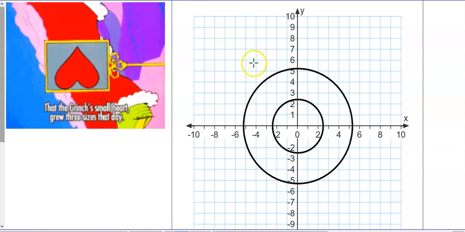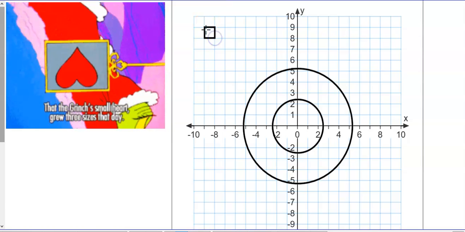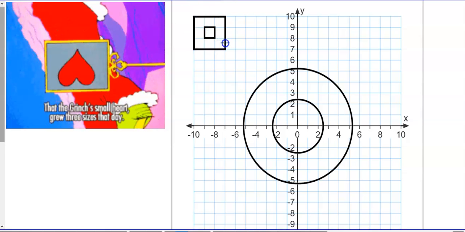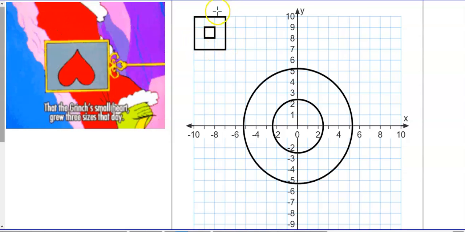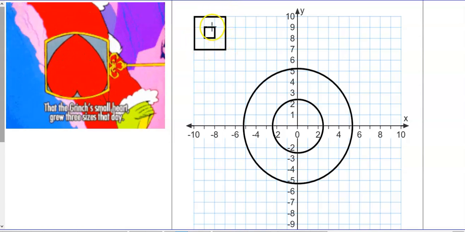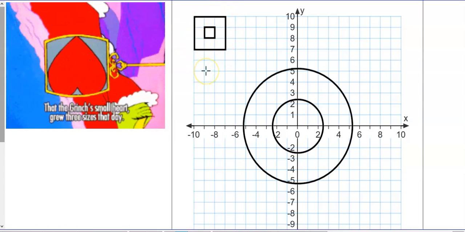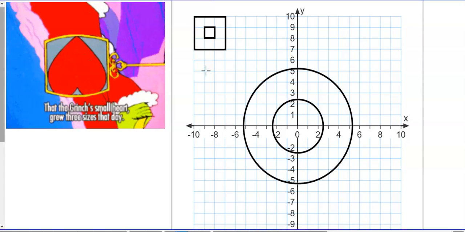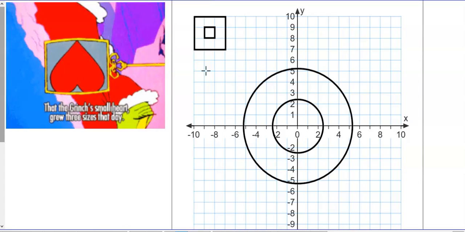Let me see if I can do another figure over here. So here's a little small square, and then maybe I decide to make that even bigger like that. So these two squares, one of them is a dilation of the other one. We could say that the smaller one is the pre-image and the larger one is the image. So this is what we're going to be talking about today, and I think this is pretty easy. It's similar to translations in that it's really straightforward, the rules and everything, so it's pretty easy to learn.